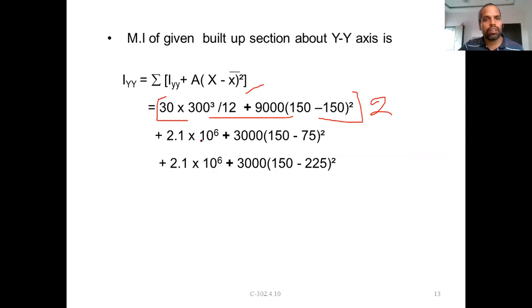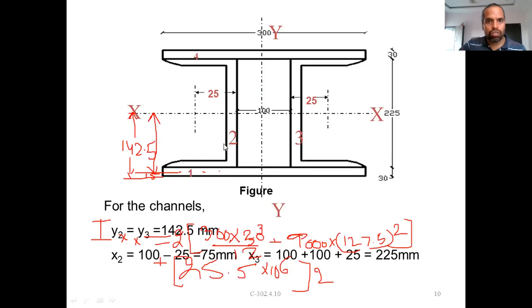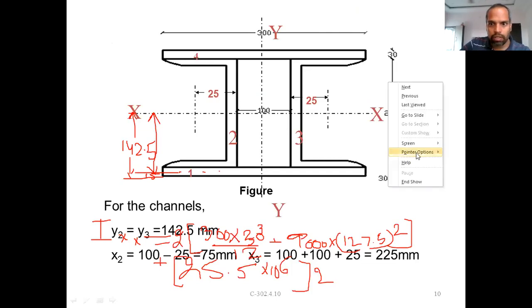Channel section 2.1. This is the moment of inertia about its centroidal axis, about the centroidal axis of only the single channel section. Now for this one we have to apply the parallel axis theorem. If you see the figure, the channel centroidal axis, this is the y axis of this one. So how much distance apart? It is 25 distance apart.